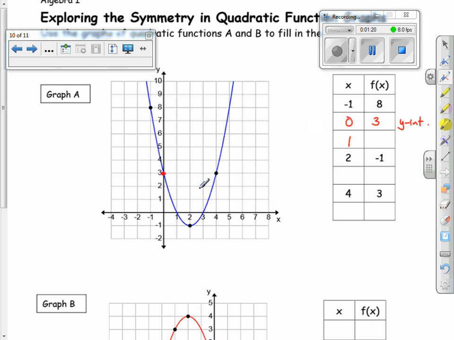Now you continue doing this, and you would find that for 1, the value of the output is 0. For 3, the value of the output is also 0, 4, comma 3, and then 5, negative 1.